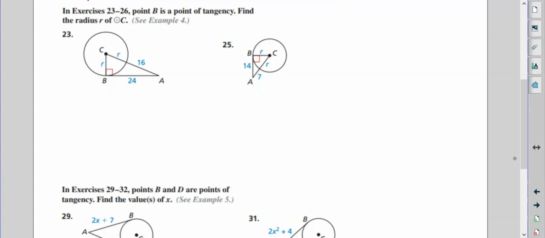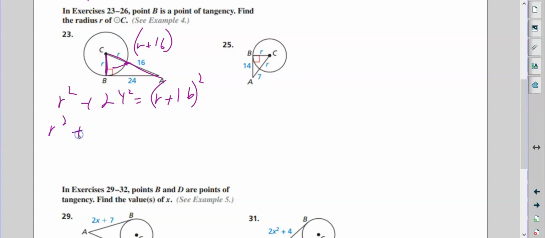Now 23 is kind of a tricky one because some people will go, obviously that's C, but C is not 16. It's R plus 16. That is the entire hypotenuse. So this is A, so we'll call it R squared, plus 24 squared equals R plus 16 squared. So we have R squared plus 576 equals.